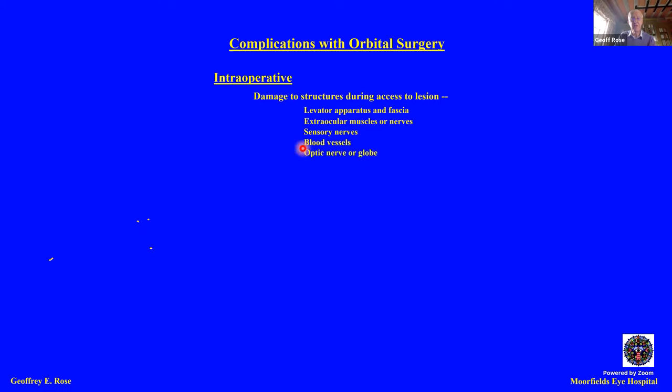So complications for orbital surgery, really one is talking about the intraoperative changes that can occur: damage to structures during access to the lesion on your way there, damage to levator apparatus and fascia, extraocular muscles and nerves, sensory nerves, blood vessels, optic nerve or globe. And then you get collateral damage during removal of the mass due to having to actually move around the mass that you're trying to remove. You will compress neighboring structures and also have an effect of things like diathermy on neighboring structures. And so you may cause a loss of blood supply to other structures. You may get thermal injuries, particularly if you use bipolar for any length of time. Or you may get compression injuries, as I'll show you.